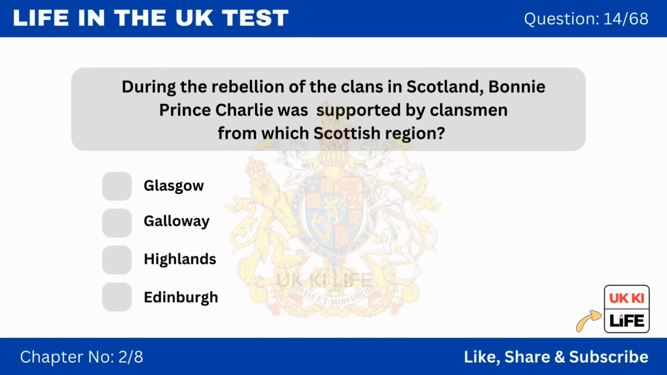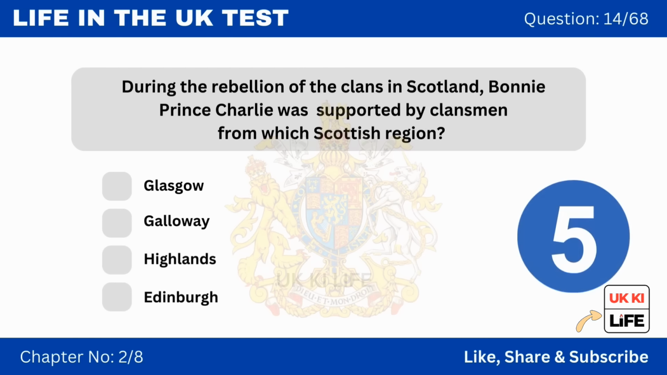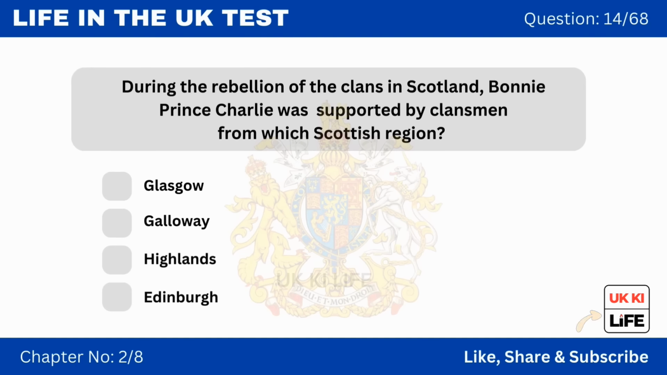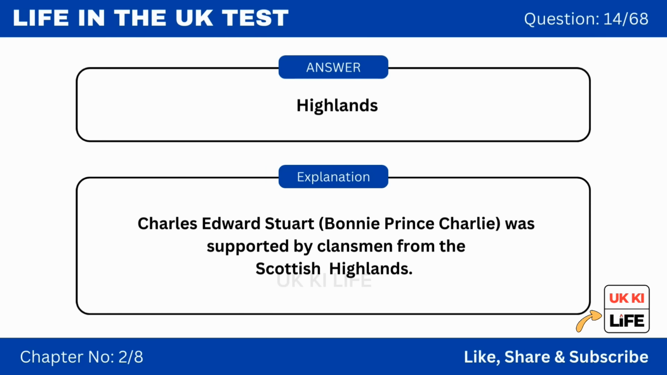Question 14. During the rebellion of the clans in Scotland, Bonnie Prince Charlie was supported by clansmen from which Scottish region? Glasgow, Galloway, Highlands, Edinburgh. The correct option is C. Explanation. Charles Edward Stuart, Bonnie Prince Charlie, was supported by clansmen from the Scottish Highlands.